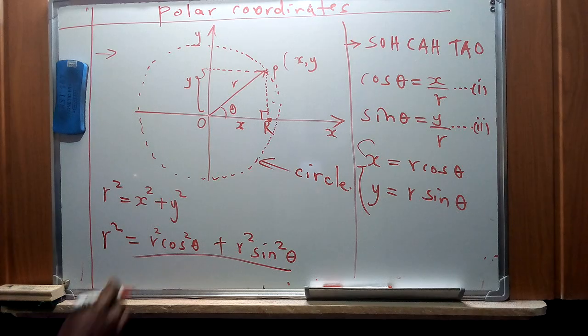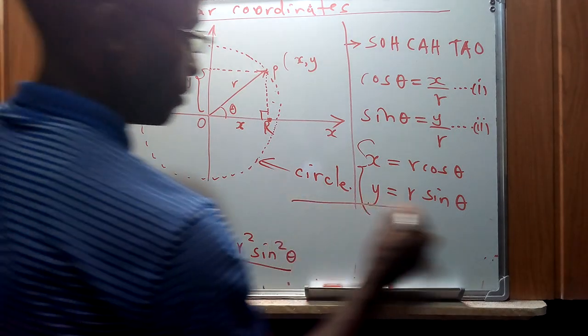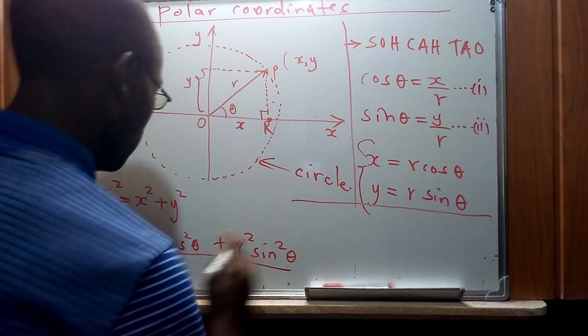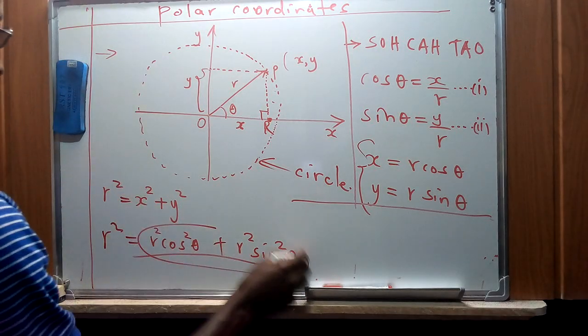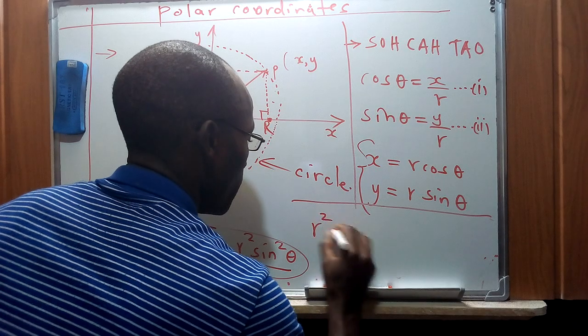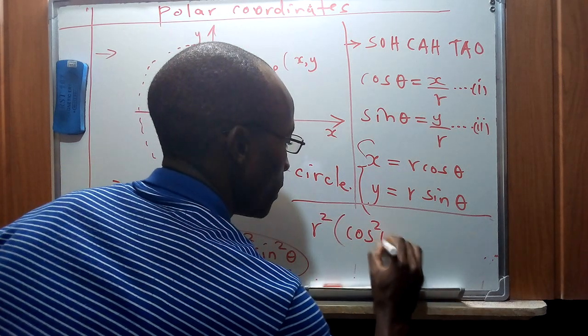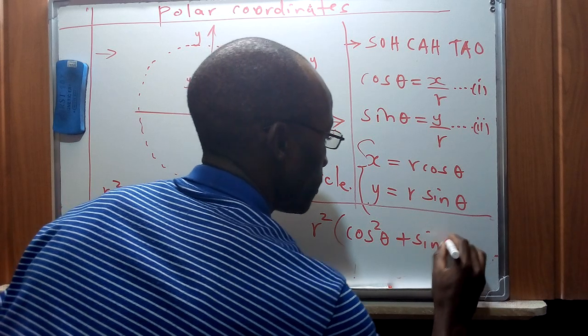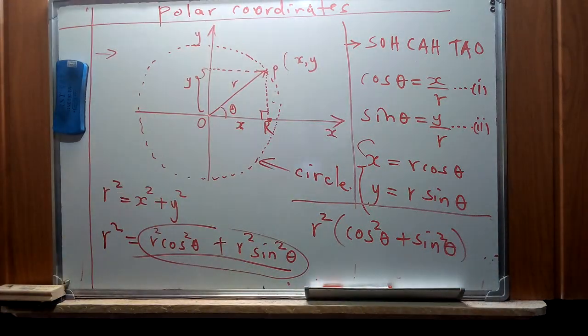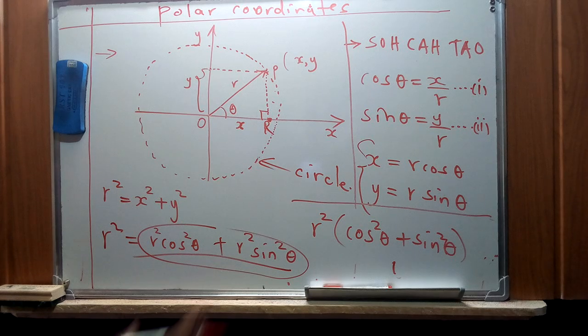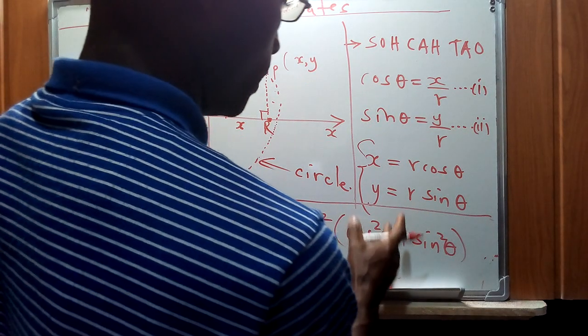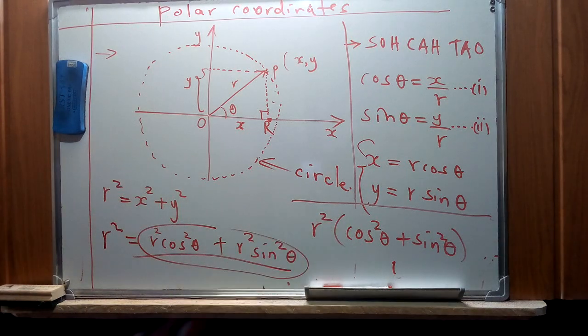Therefore, this right part of the equation can be rewritten as r squared into cosine squared theta plus sine squared theta. Now the one in the brackets is referred to as a trigonometric identity, so it's going to give us 1. The equation is going to be 1 is equal to cosine of theta squared plus sine of theta squared. So I just do a substitution for that.